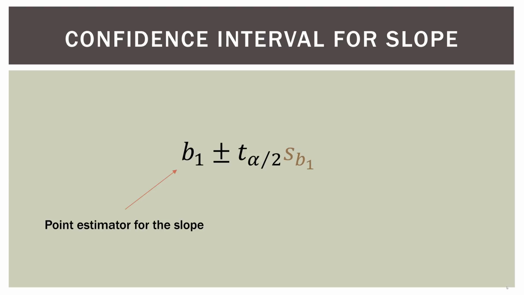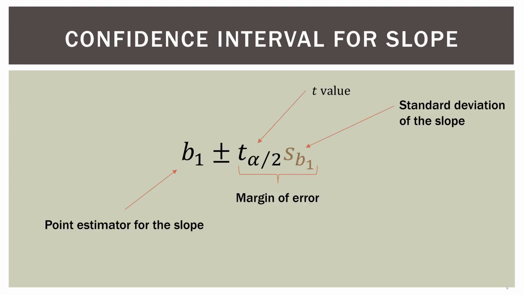So b sub 1 is the point estimator of the slope. We know what that is. The right-hand side, plus or minus, is the margin of error, like any other confidence interval. So t sub alpha over 2 is the t value that we get from the back of the book, or in Excel or online, whatever. And then s sub b1 is the standard deviation of the slope. But the overall format of the interval is the exact same as a confidence interval for the mean. Just a little bit different. So we have a point estimator, the t value here, and then the standard deviation. Same basic format. Now, we know two of these already.